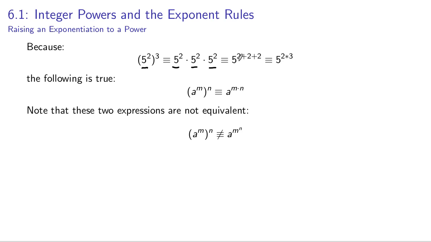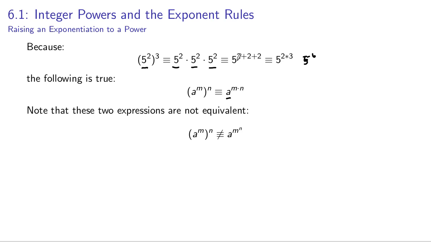And if we remember that repeated addition is just multiplication, we can write this as 5 to the power of 2 times 3, which of course is 5 to the 6th power. Because of this logic, the following is true: the result of an exponentiation to the nth power is the same as that same base to the m times n power. So we can multiply the powers.